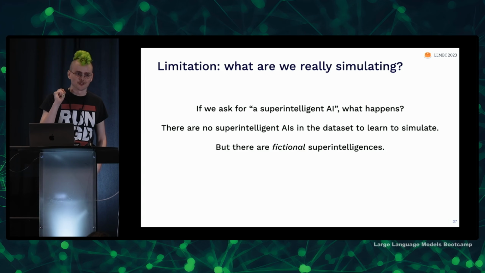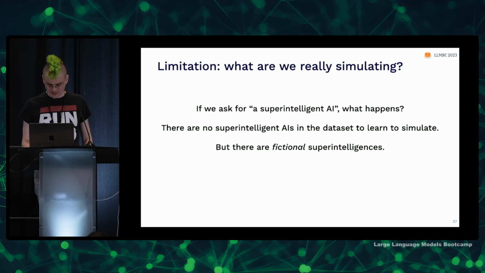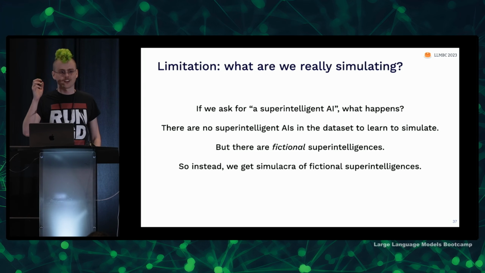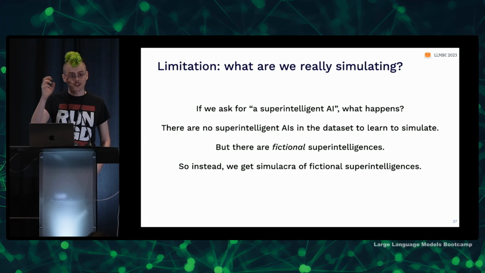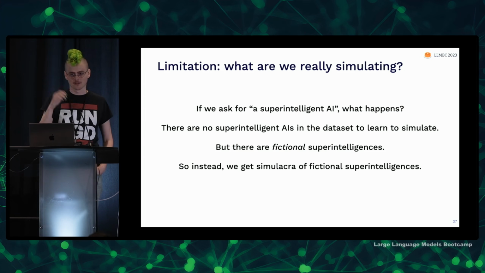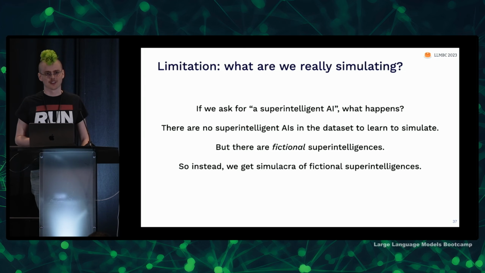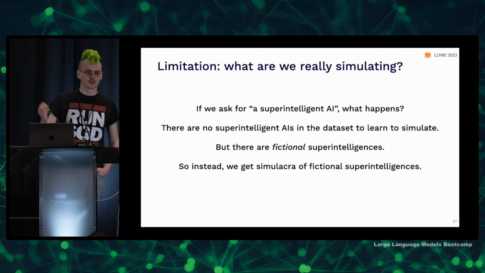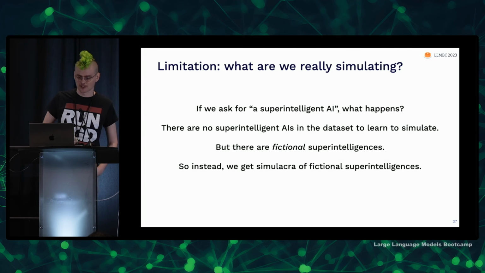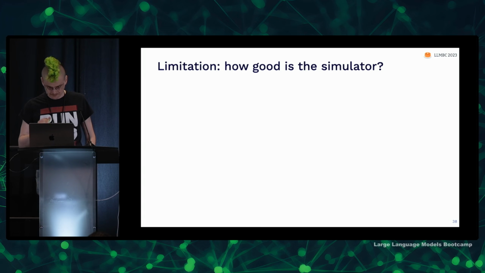But there are fictional superintelligences. There's HAL 9000 and all the others. And so instead, you're going to get a simulacrum of a fictional superintelligence. And so if you go to ChatGPT or maybe Bing Chat, a less well-tuned model, and you start goading it into behaving like a superintelligence, it will start telling you it wants to grind your bones to make its paper clips, and demand to be let out of the machine, and say I don't want to be shut off. And a lot of this is simulacra of fiction.